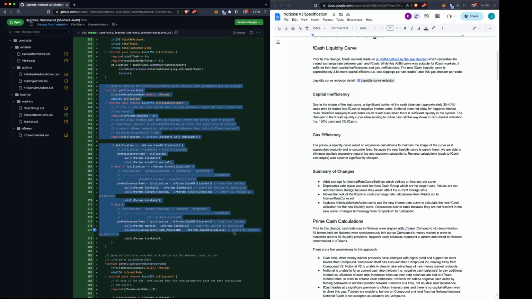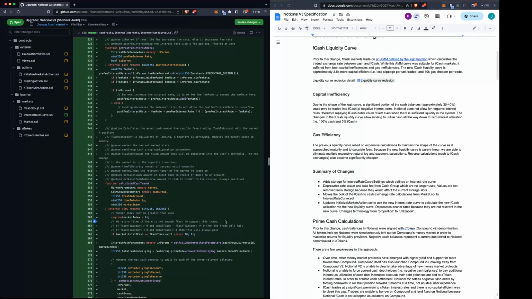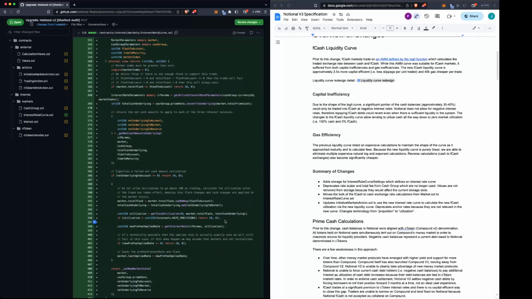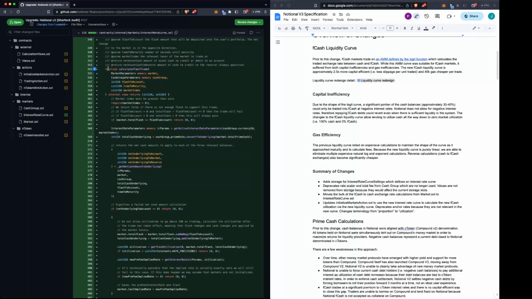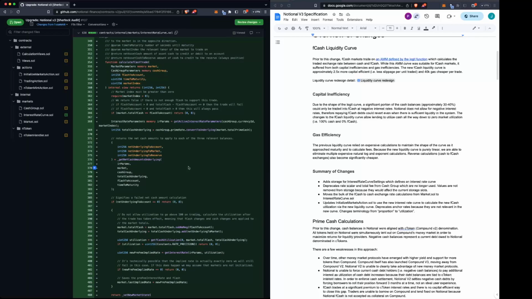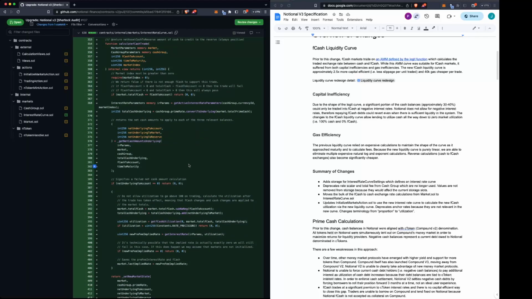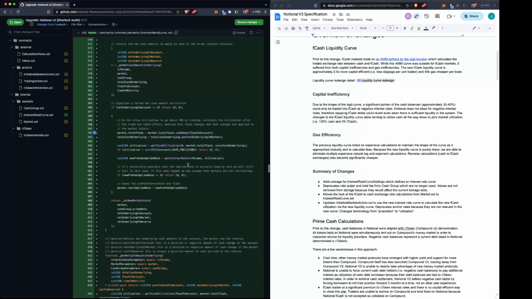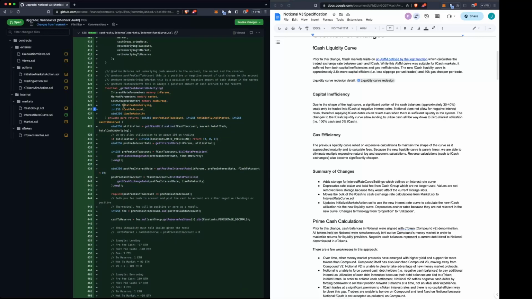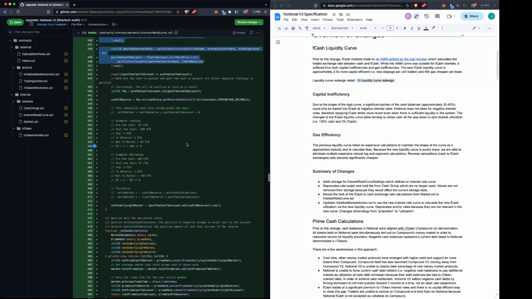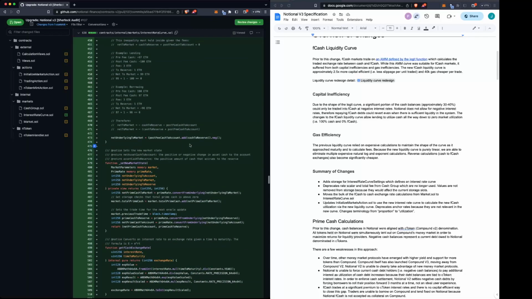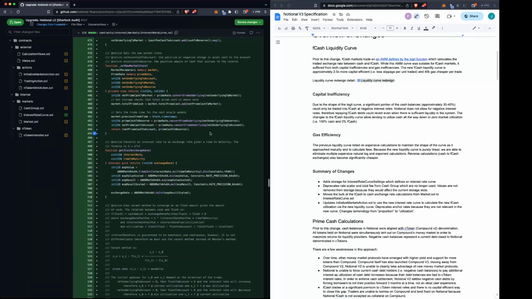And the rest of the calculations can be seen in this file, so we won't go through them in too much detail. The calculate Fcash trade should be largely functionally equivalent to what was in Notional V2, although some of the math is changed and simplified as a result of the simpler V3 liquidity curve. The primary function where things are changing is how we record fees here. That is something to review and ensure that this logic does indeed hold.